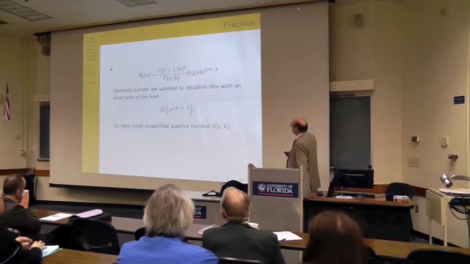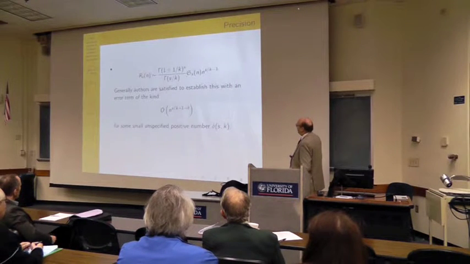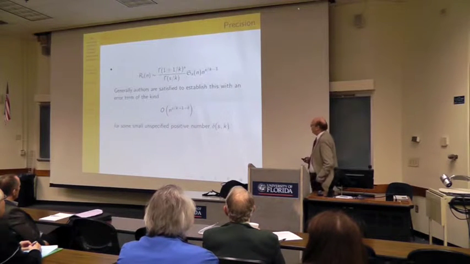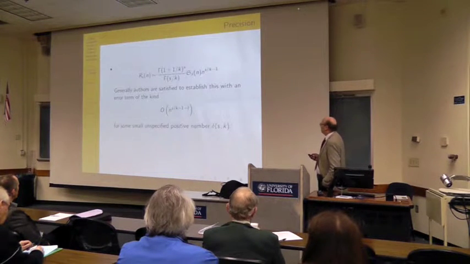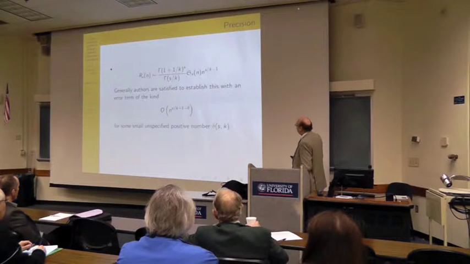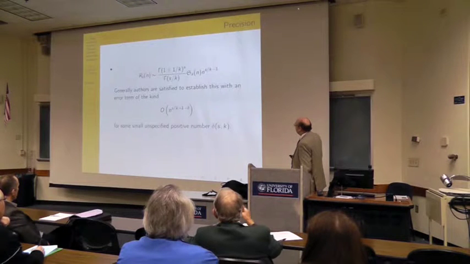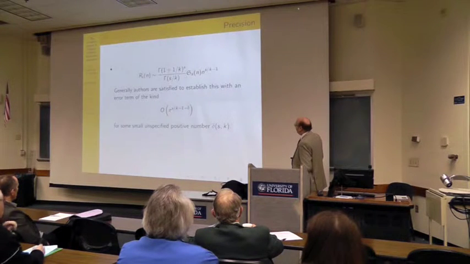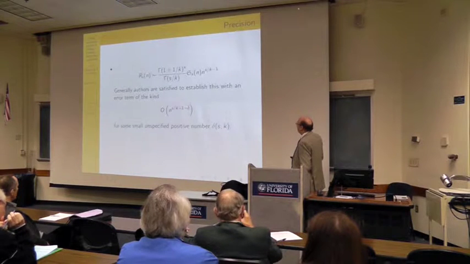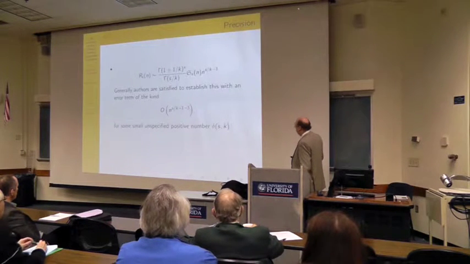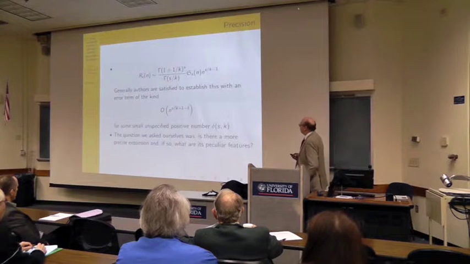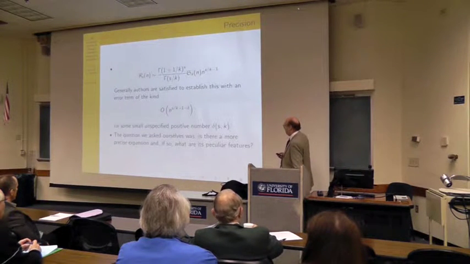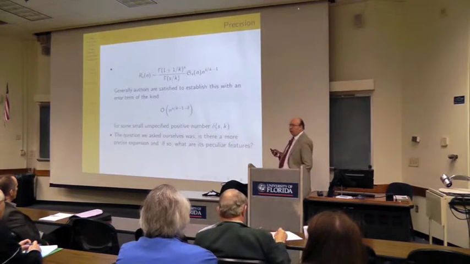So let me just remind you, this is the asymptotic formula. Generally, if you're trying to prove that this function is positive from some point onwards, you're quite satisfied to get a relative error term of this kind. I think that's generally the state of play. And delta can be quite small. You try and make s as small as possible, but get a delta just positive. So delta in many circumstances can be very small. So the question that we were concerned with is: is there some more precise approximation for R sub s of n?